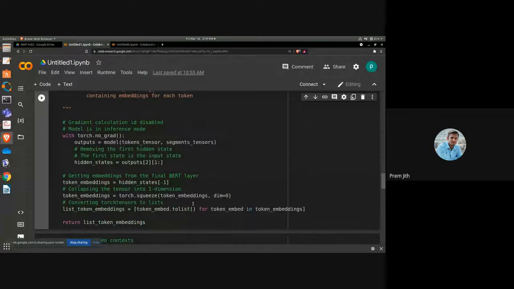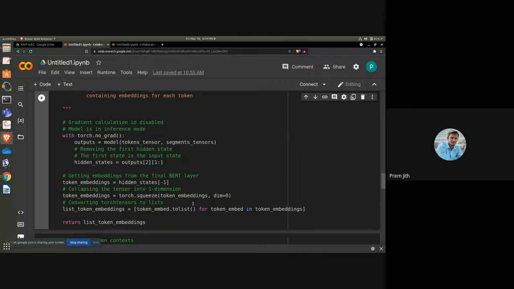Okay, so gradient calculation is disabled here. You can make it enabled. For reducing the time only, I disabled that with torch.no_grad, outputs equal to model of token tensor, segment tensor. So in a neural network, we are not using the gradient approach to compute the next thing.